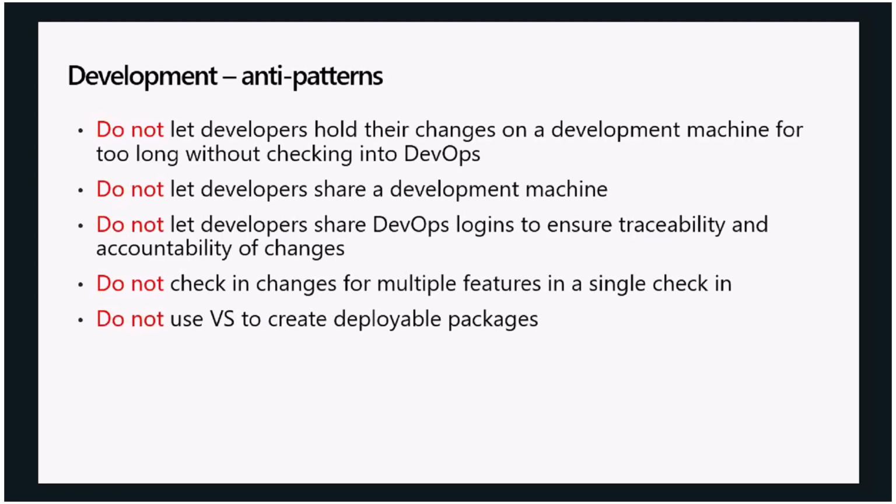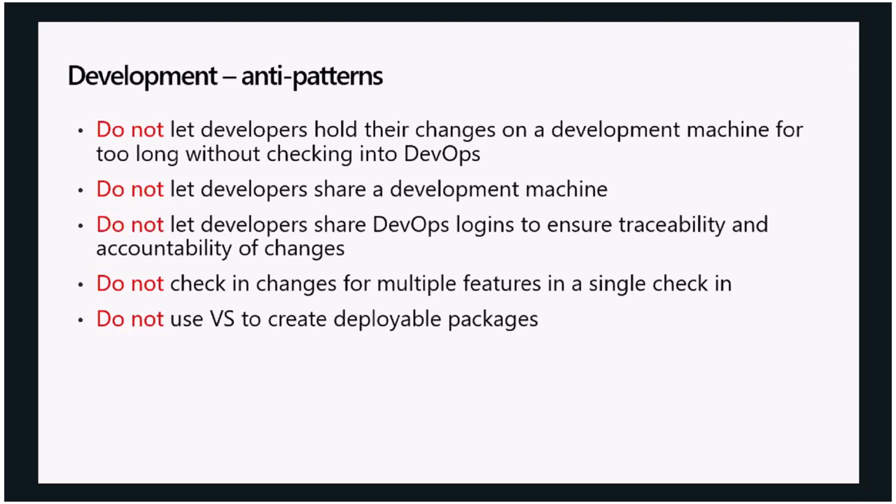Development anti-patterns. Don't let developers hold their changes on a development machine for too long without checking into DevOps or making a backup of some kind. Do not let developers share a development machine or DevOps logins, to ensure traceability and accountability. If all the check-ins are done by the same account, then it's really hard to figure out what really happened and how to prevent problems.